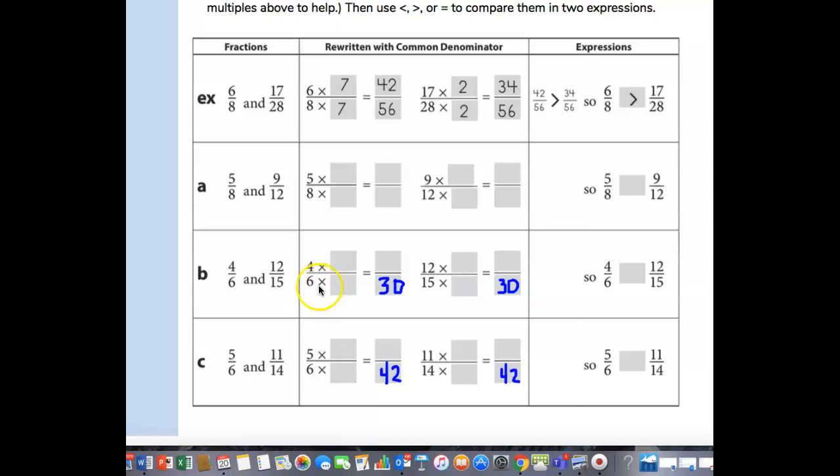So we have to think, 6 times what is 30? Remember, 5. Whatever we do to the bottom, we have to do to the top. So 4 times 5 is what? 20. So 20/30 is the same as 4/6. You see?